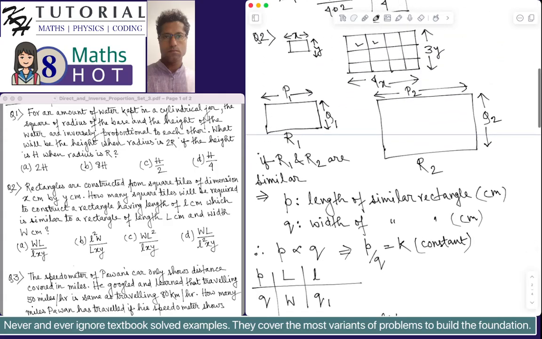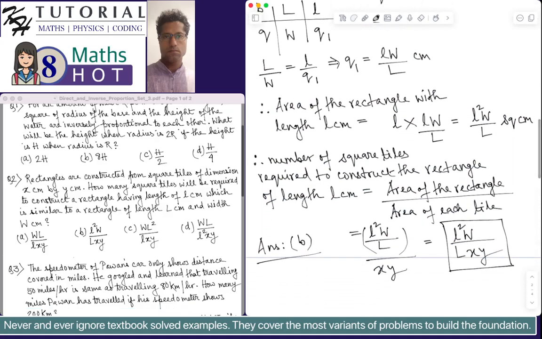So I have not written if R1 and R2 are similar. This will actually mean that you can say P1 by P2 will be equal to Q1 by Q2. Okay.